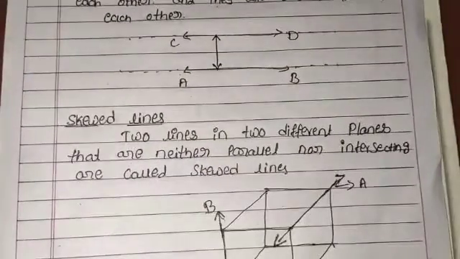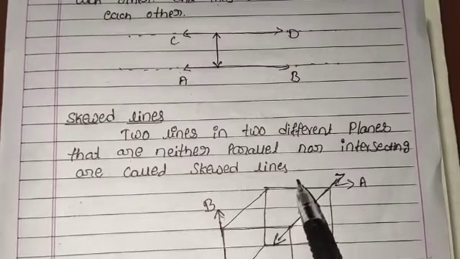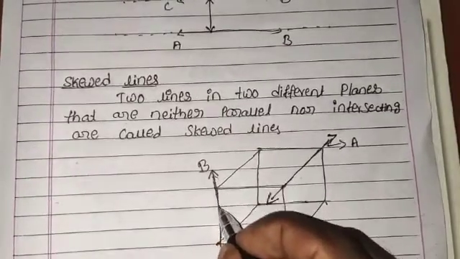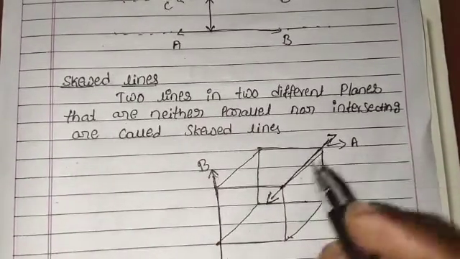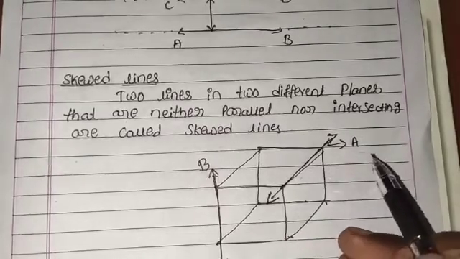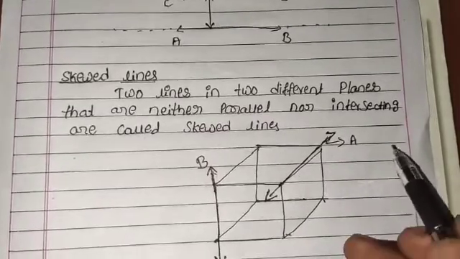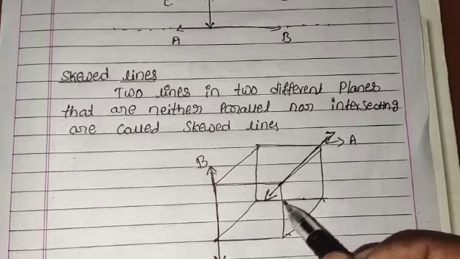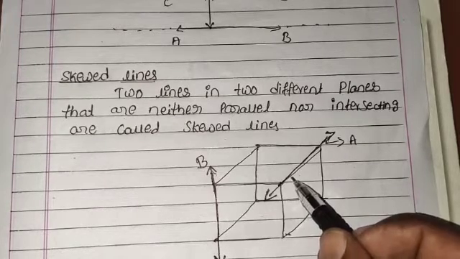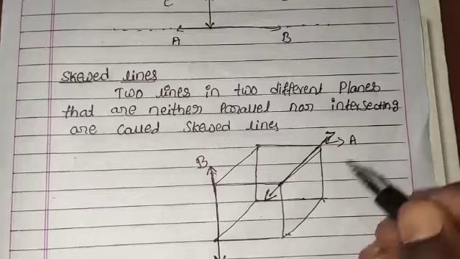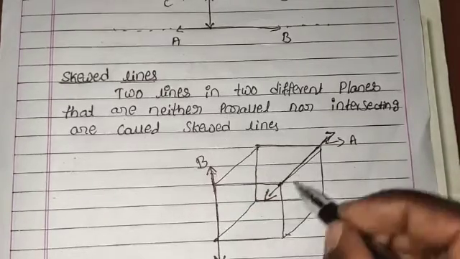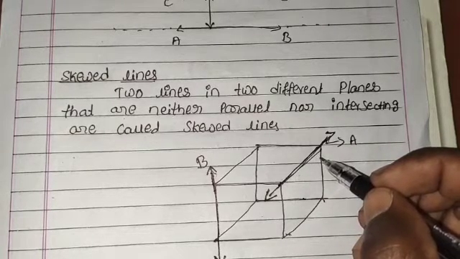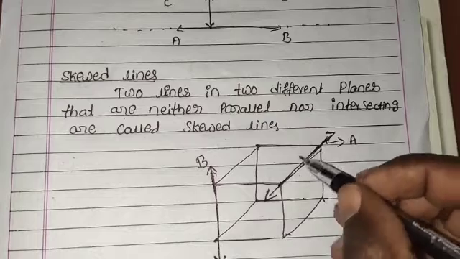Next, skewed lines. What do you mean by skewed lines? Observe this diagram: this is in one plane and this is in another plane. If two lines are in two different planes and are neither parallel nor intersecting, we call them skewed lines. One line is in this plane and the other line is in that plane.